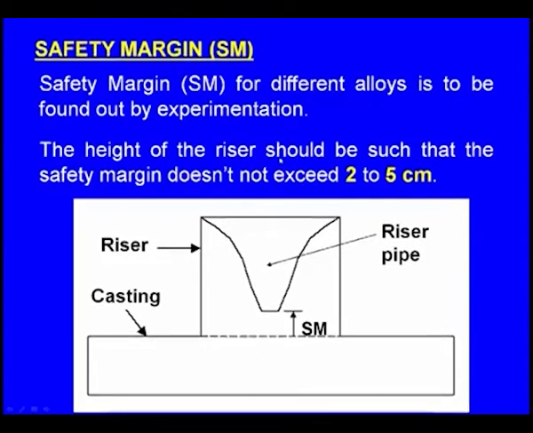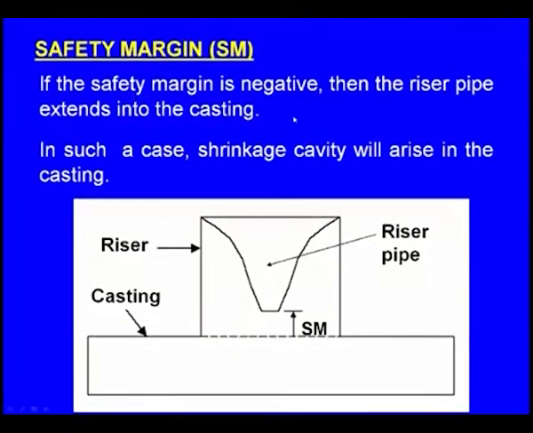So, by properly designing the safety margin, by conducting experiments, we have to find out the safety margin for different cast alloys. Accordingly, we fix the height of the riser, and then the efficiency of the riser will be improved. If the safety margin is negative, then the riser pipe extends into the casting. In such a case, a shrinkage cavity will arise in the casting.